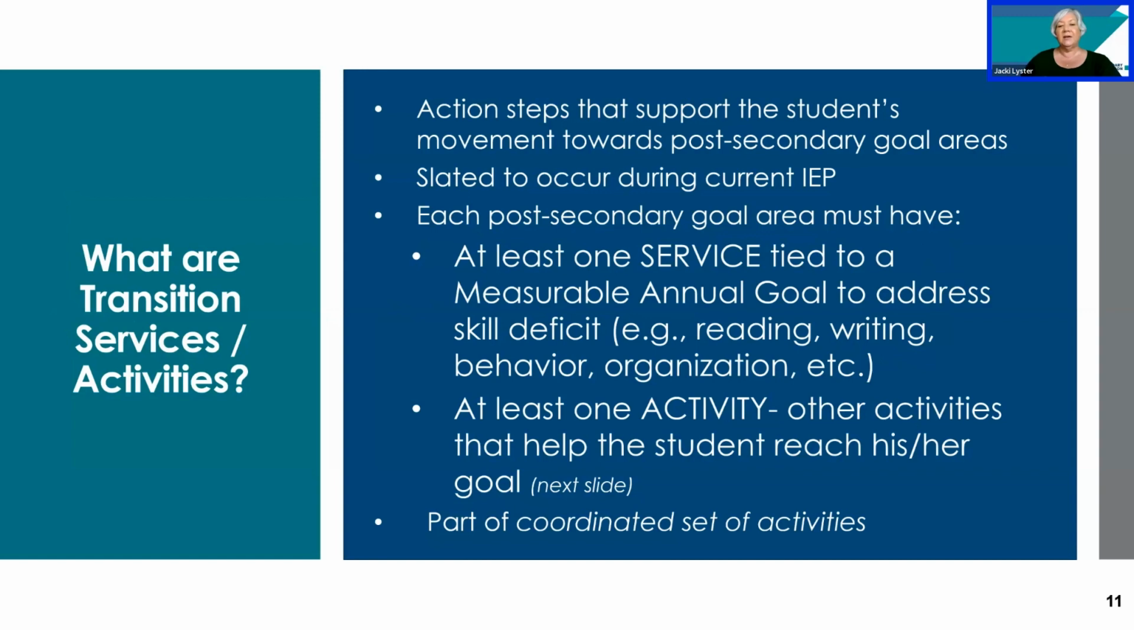Each post-secondary goal must have at least one service that is tied to a measurable annual goal to address a skill deficit, such as reading or writing, behavior or organization, or maybe a functional skill. And then there must be at least one activity. These are other activities that help the student reach his or her goal. And they are all part of a coordinated set of activities.